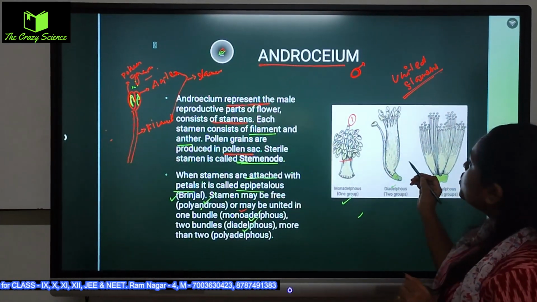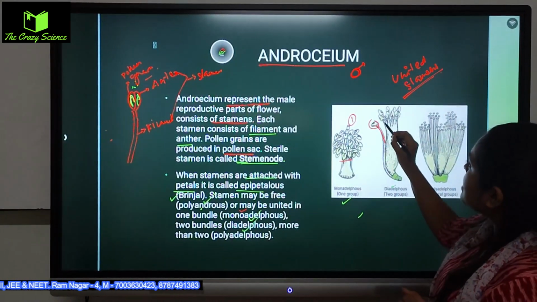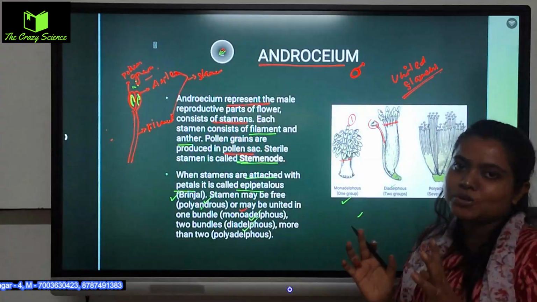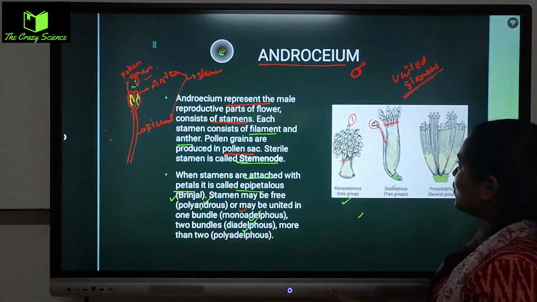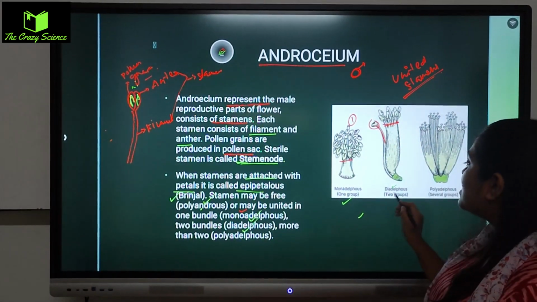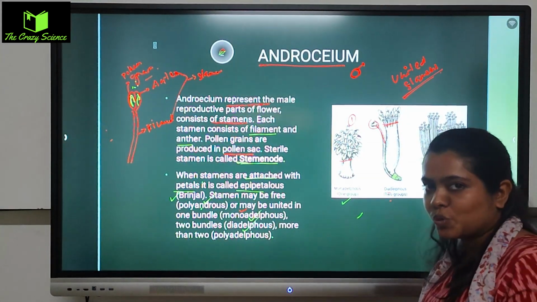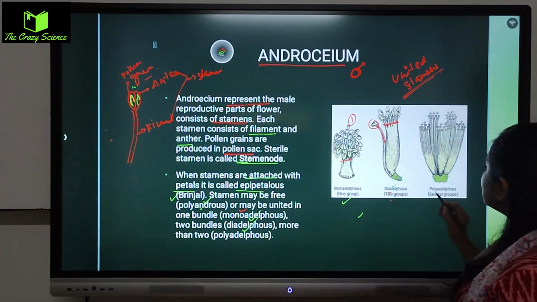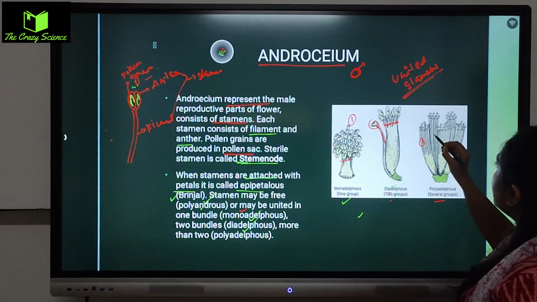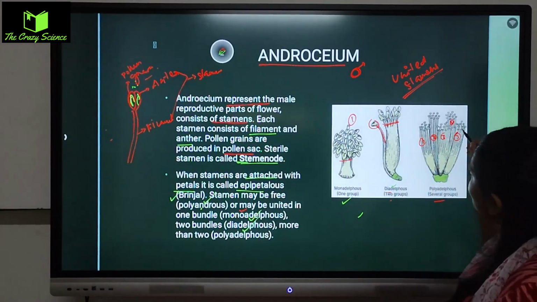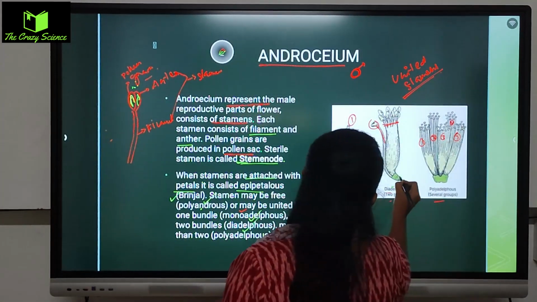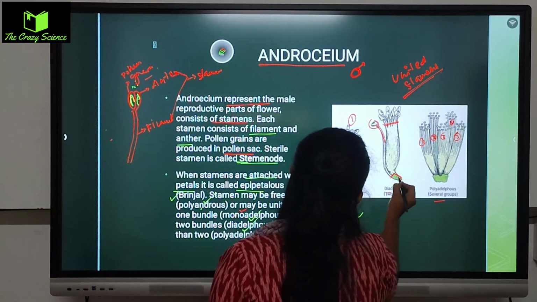And this is diadelphous: there are two groups, one single and one together bundle. So they are showing two bundles here. These two bundles of united stamens are called diadelphous. Then polydelphous has several groups: 1, 2, 3, 4 and 5. So you can see five groups here.